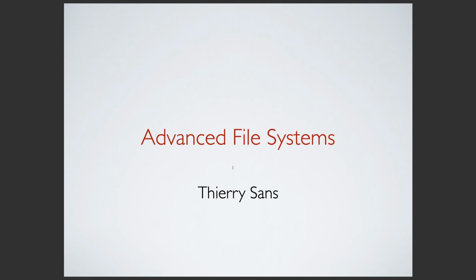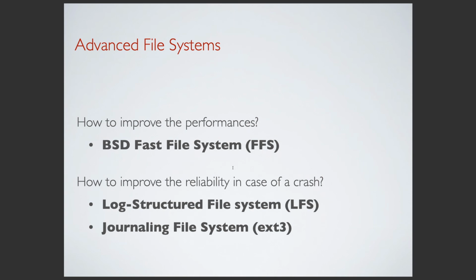Here we're going to see some advanced concepts, and we're going to have two goals. The first goal is to try to improve the performance, because you will see that the performance of the original Unix file system was pretty bad. After that, another file system came up from BSD, which is also a Unix distribution, and they invented the fast file system. We're going to talk about this one here. The fast file system gave a gain in terms of performance.